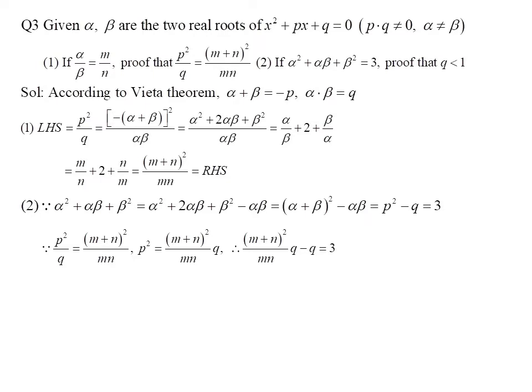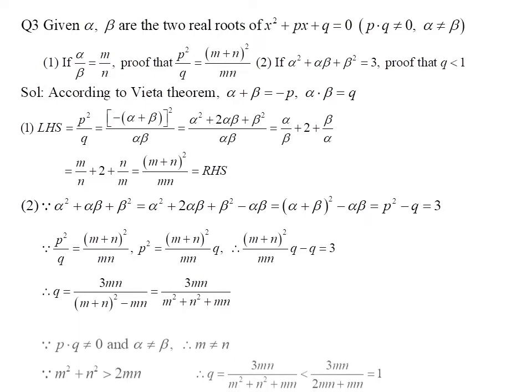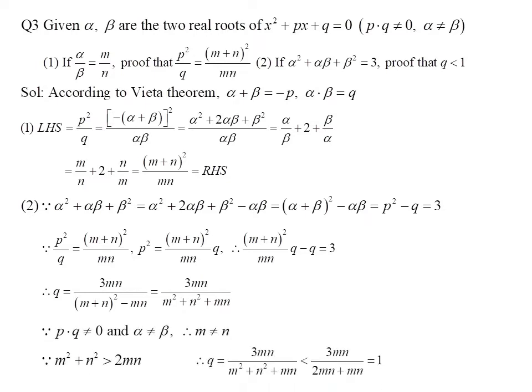Therefore, q can be expressed as 3mn over the sum of m squared, n squared, and mn. Since m squared plus n squared is greater than 2mn, therefore q is less than 3mn over the sum of 2mn and mn, which is equal to 1. Hence, we have proved that q is less than 1.